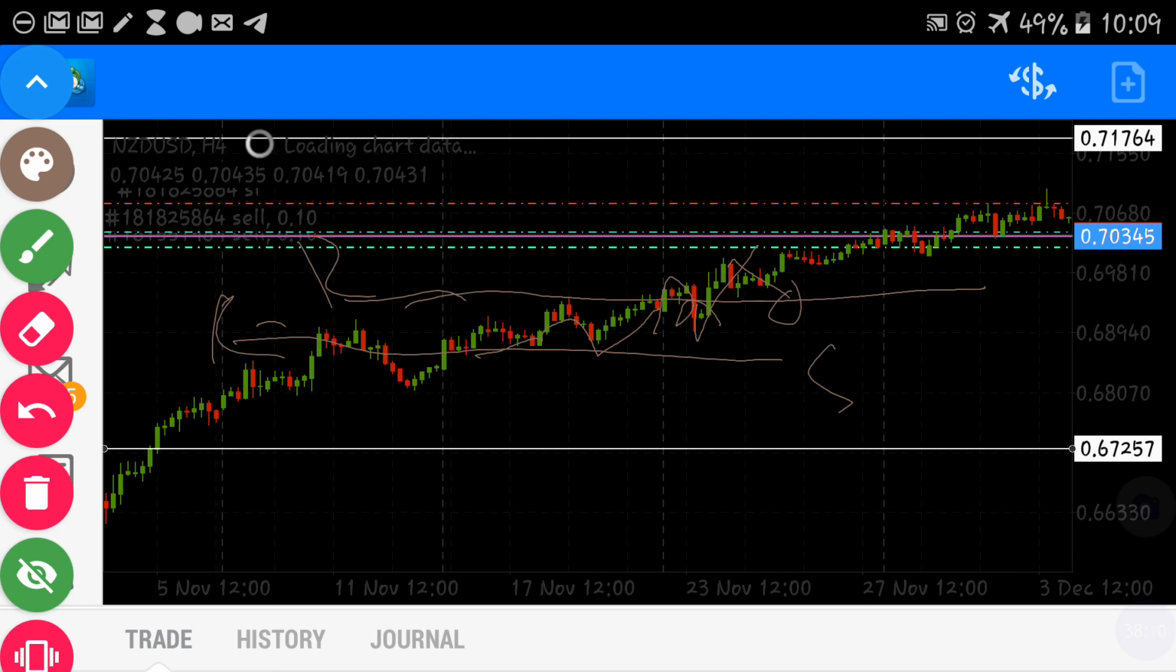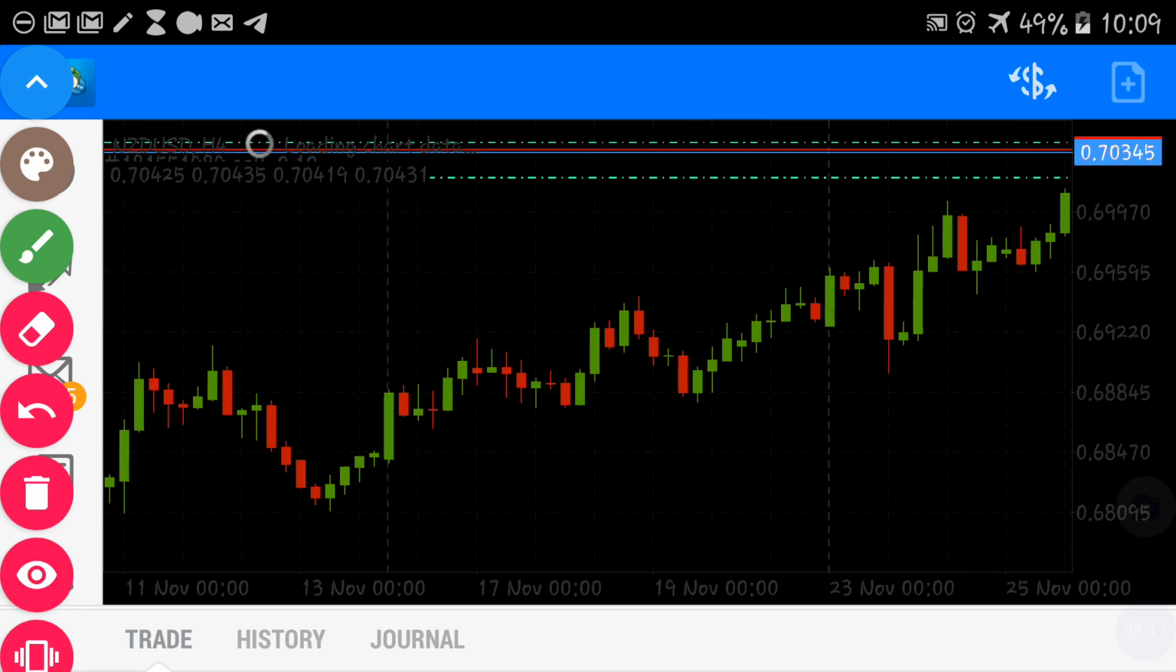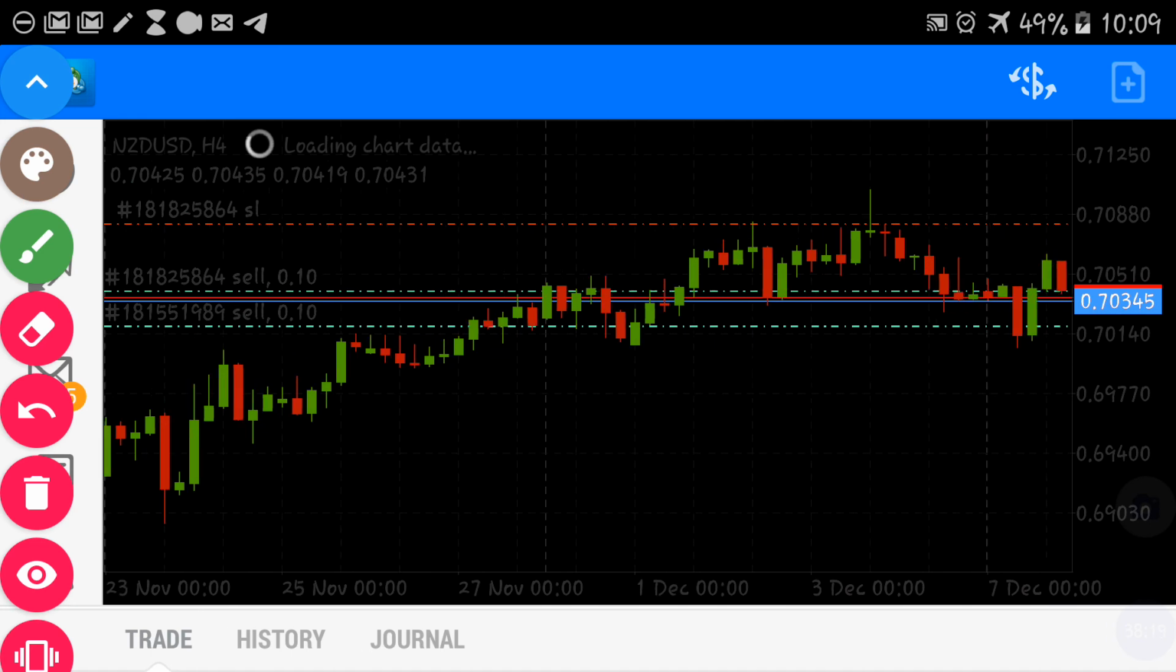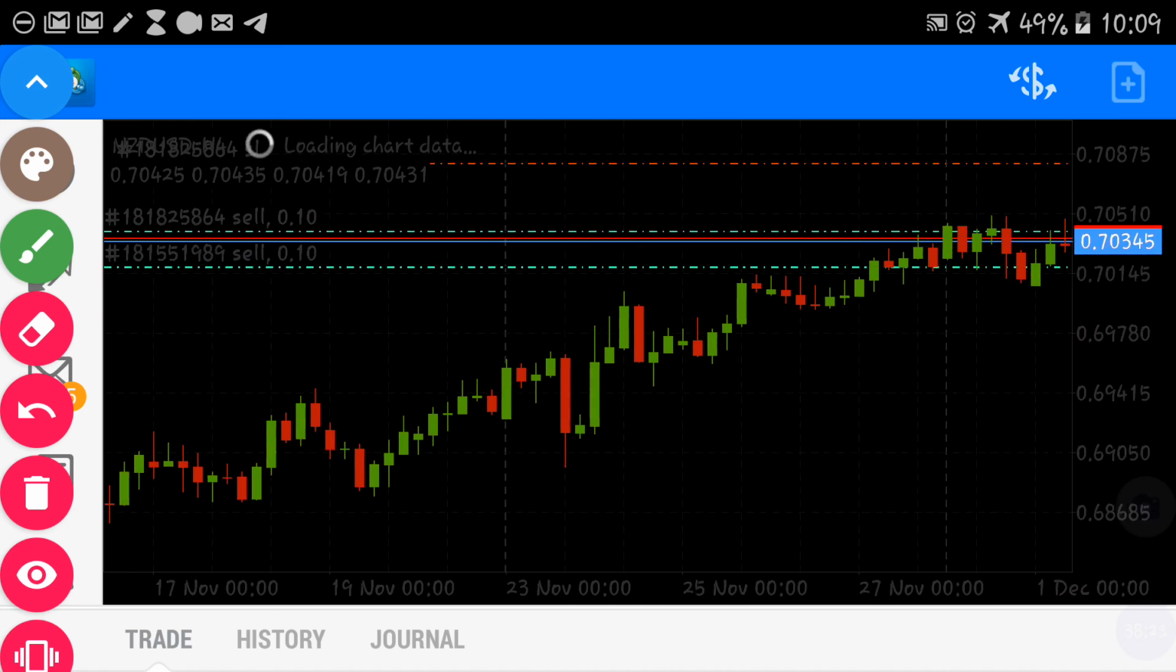Let me zoom this chart closer. Okay. Now we can just see the illustration like this. Let me just show you one more. Now this was a resistance, right? It was trending up. This was also a resistance. It broke it. This resistance turns support.